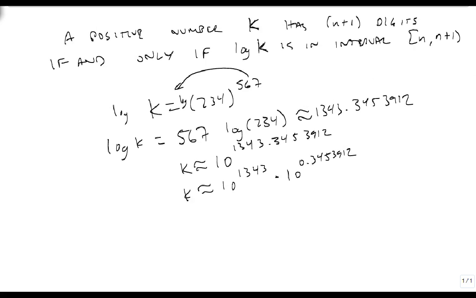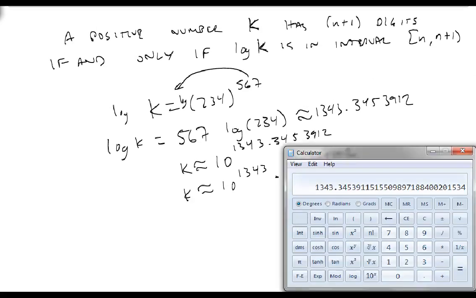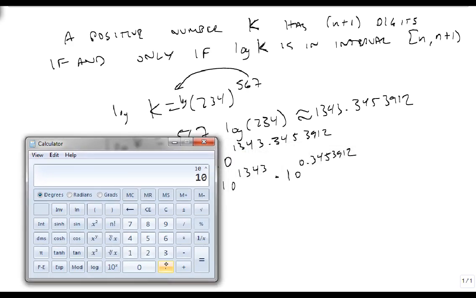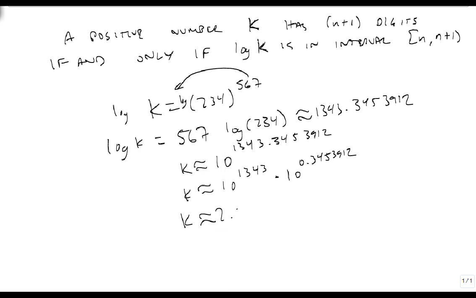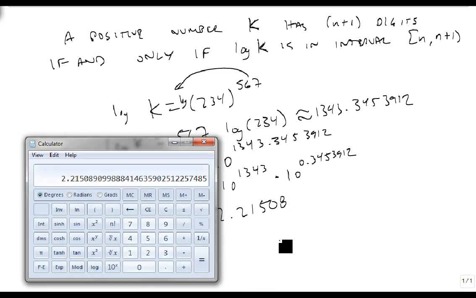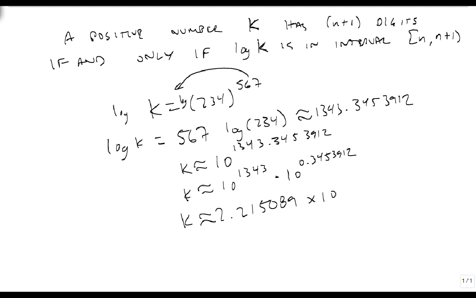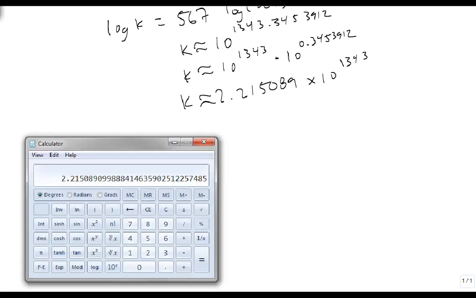We're going to separate into the integer part and the non-integer part. Well, we get out our calculator again, and if we take 10 raised to the 0.3453912, that's going to give us 2.215089 times 10 to the 1343. So let's remember this number for a second, because we just saw this. Remember that we did 234 raised to the 567, and notice what we got, 2.215089 times 10 to the 1343.